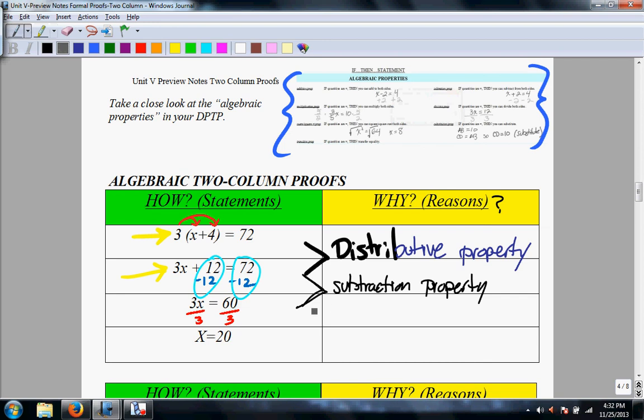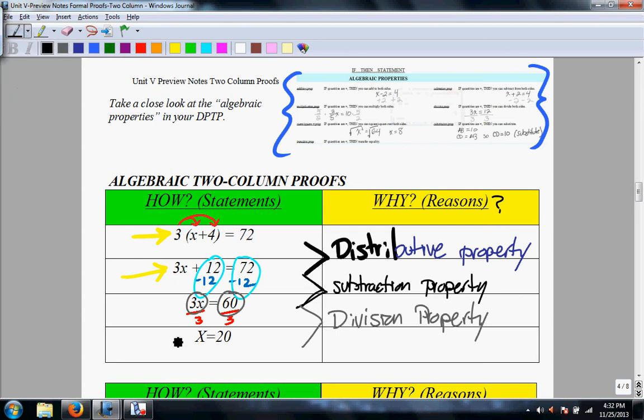Now you look between these next two steps and you ask yourself what happened between this step and this step. Well, you can see that we divided by 3 and we divided both sides, so the reason here would be division property.